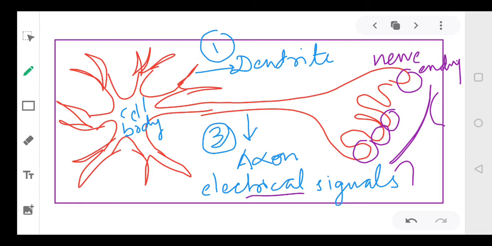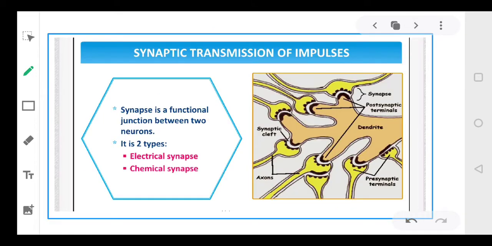तो आपकी जो nerve endings हैं ये आपके electrical signal को chemical signal में convert करती हैं ताकि वो chemical जो है वो message को एक neuron से दूसरे neuron को pass कर सके. Clear? So this space between the two neurons is called a synapse. So दो neurons के बीच में जो space होती है उसे हम synapse कहते हैं. So synapse basically is a functional junction between the two neurons. So दो neurons के बीच में जो space है, that is called a synapse.